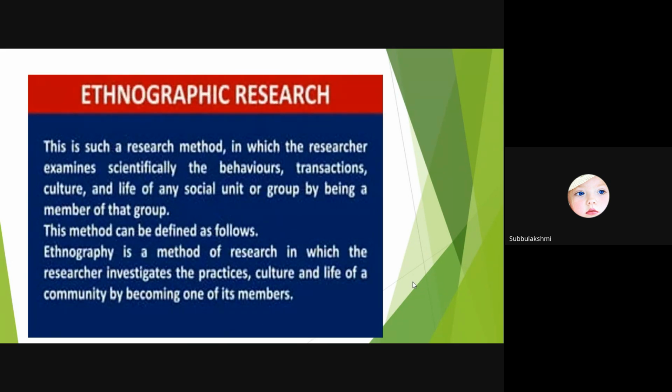And next is ethnography. Ethnography is where the researcher examines the behaviors, the culture, the life of any particular social unit or group, or being a member of that group. So this is what you call ethnography. Okay, this is another type of research. Ethnography is a method of research in which the researcher investigates the practices, the culture, and life of a community. For example, if you're going for research on a tribal language, automatically we focus on all this. It comes under ethnographic research, where we focus on the practices, the culture, the life of the community, the food habits of the community. So everything, lifestyle, everything.